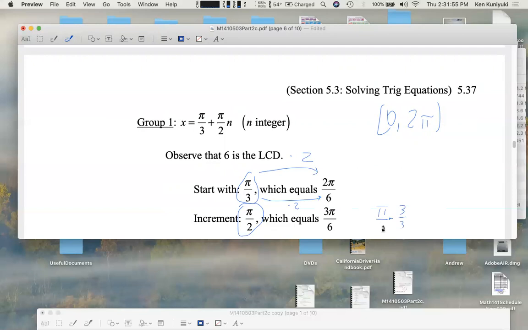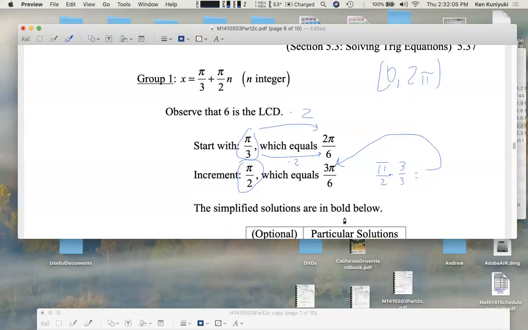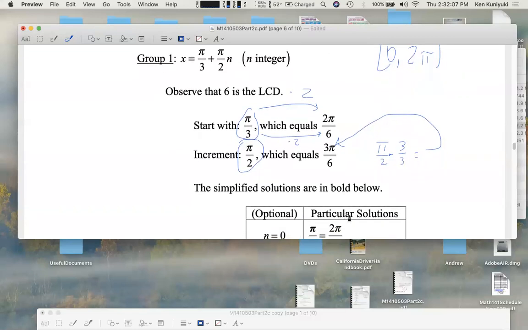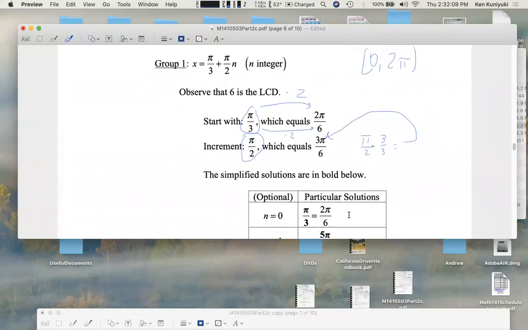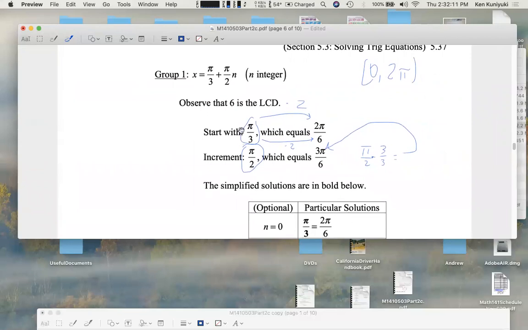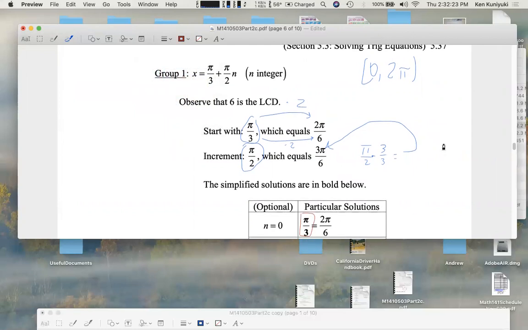Pi over 2 times the 3 pi over 3 gets us 3 pi over 6. All right. So how are we going to do this? And again, you could just plug in values for n, but let's do this. We're going to start with pi over 3, which is simplified. And in fact, I'll box it in red. That is going to be one of our final solutions in the solution set.